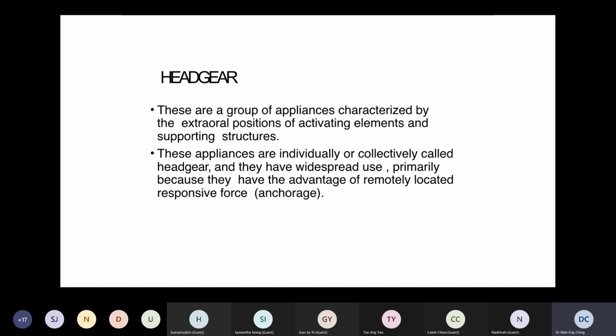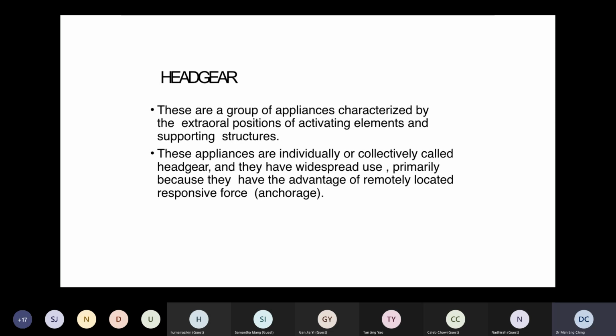So what is headgear? Headgear is a group of appliances characterized by extraoral positions of activating elements and supporting structures. These appliances are individually or collectively called headgear. Maybe all of them can be called headgear, but usually those at the back of the skull we call headgear, and those at the front of the face we call face mask. They have widespread use, primarily because they have the advantage of remotely located, responsive force.